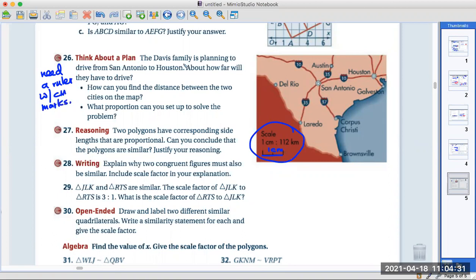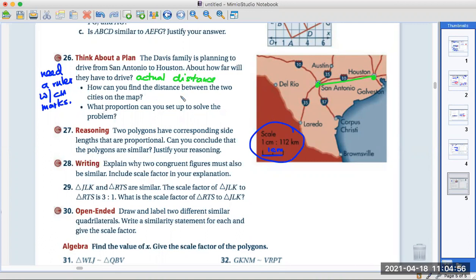All right, the Davis family is planning to drive from San Antonio to Houston. So notice from here, I like the green when it's dark background, from here to here. So you kind of have a straight shot here, right? About how far will they have to drive? So that's the actual distance.